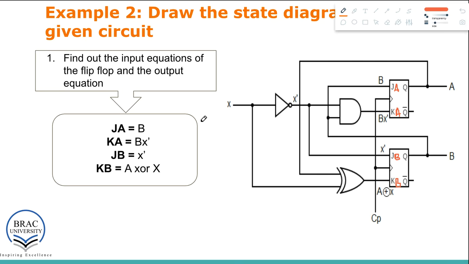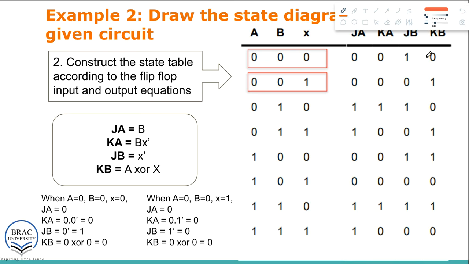Once you get these equations, you will build the state table like the previous problem. In the state table you have two parts. In the left part you have the present state and the external input, so 3 variables, 8 possible combinations, and in the right part you will write down the flip-flop inputs and the output.